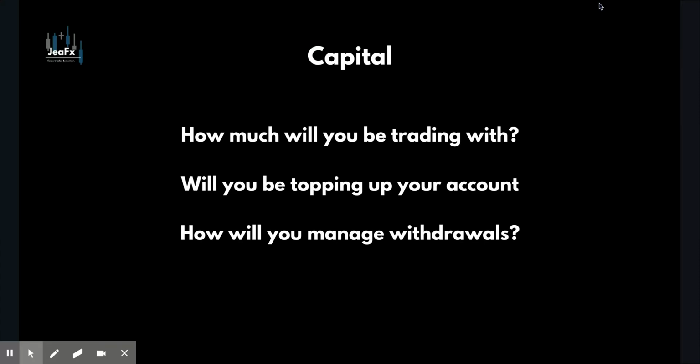And how are you going to manage withdrawals when you make your profit? Are you going to withdraw weekly, monthly, or are you going to withdraw by percentages? So will you withdraw on a specific day, the end of every month? Or will you withdraw when you hit, say, 10%? Will you withdraw 7% of your profit and keep 3 in there to compound or something like this, right? So these are all things you need to consider. How much you're trading with, how much will you be depositing over time, and how are you going to manage those withdrawals when you do make your profit?